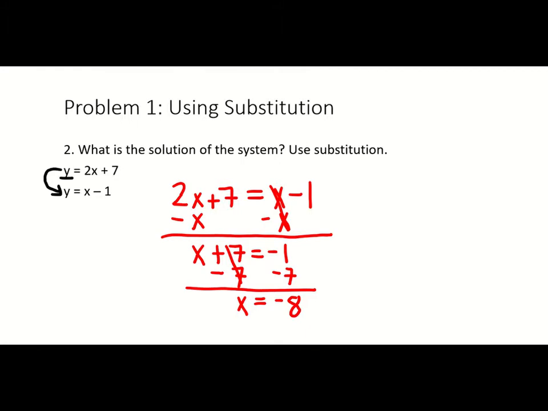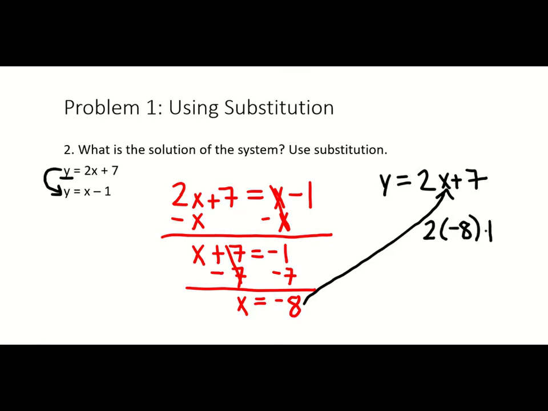Once I have figured out the first variable, I'm going to plug it back into either equation to simplify the second. So for me, x equals negative 8, I'm going to plug it back into that first equation, y equals 2x plus 7. And all I'm doing is plugging in the x and simplifying. So y is 2 times negative 8 plus 7. 2 times negative 8 is negative 16 plus 7, and that's negative 9.